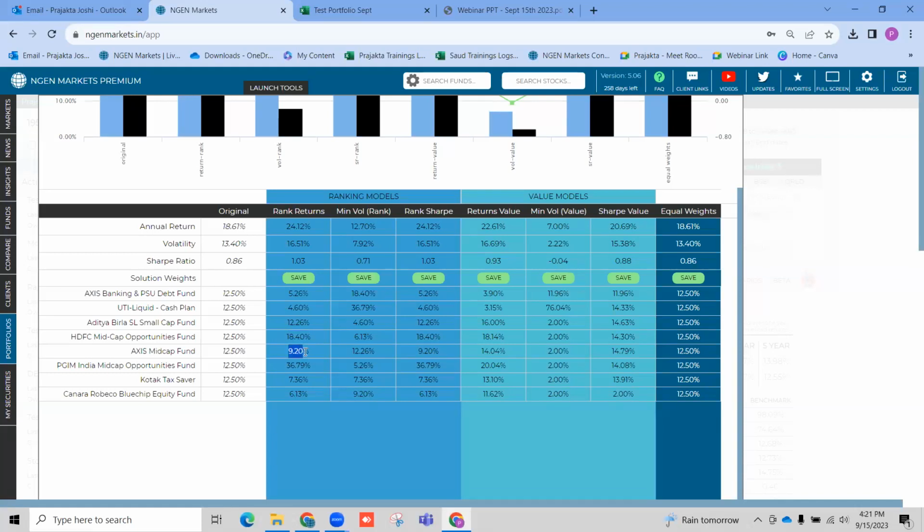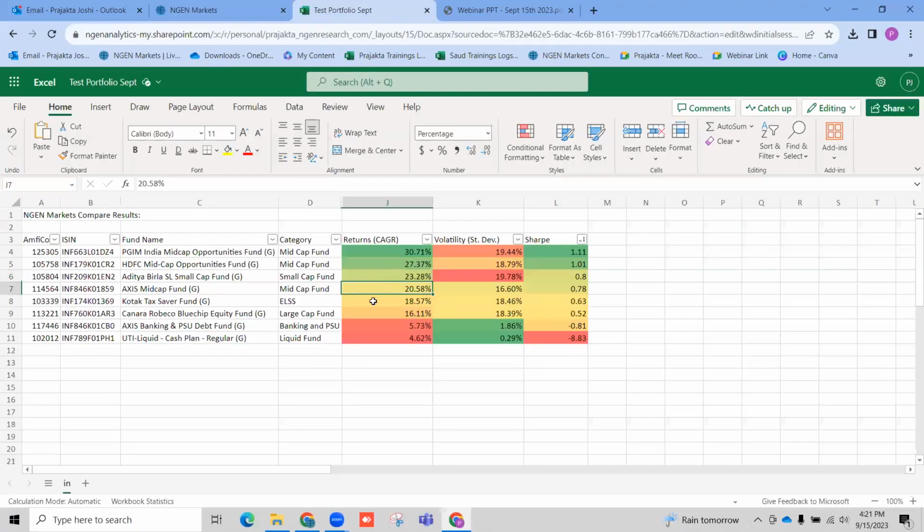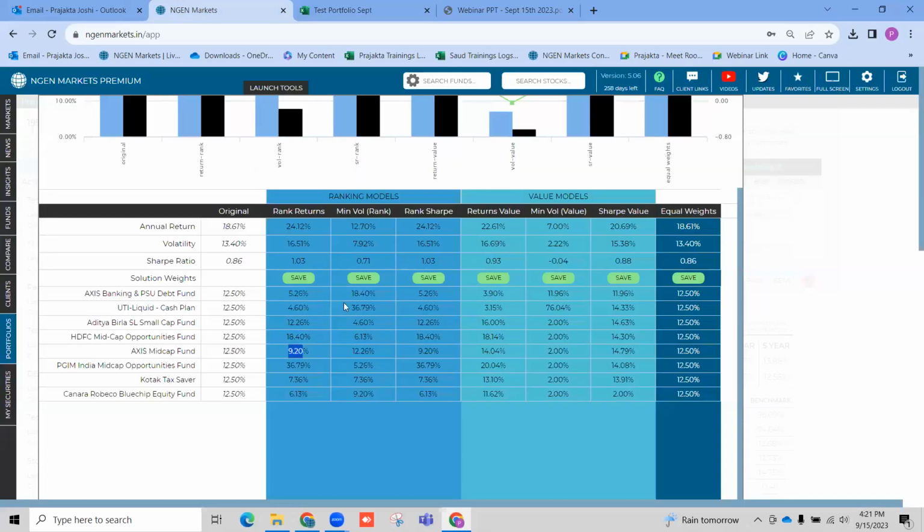On the other hand, Aditya Birla typically has been, one second, let me check which one was that. Yeah, so Aditya Birla Small Cap, it has got a 23% return, and the allocation was a very high 12%. So 12% versus 9%. So this was what was given in the ranking returns model.